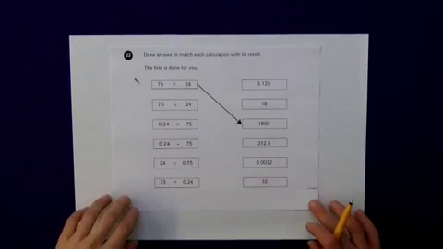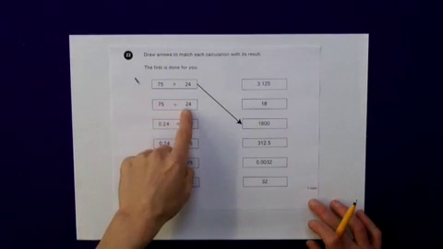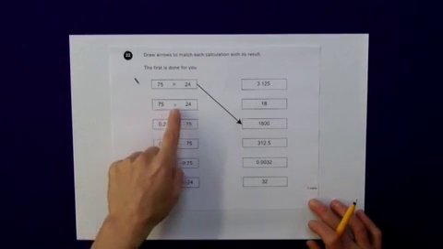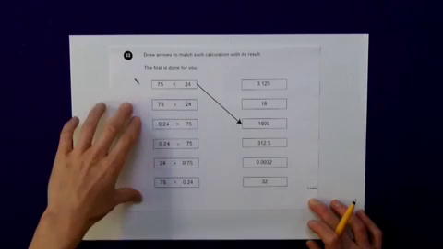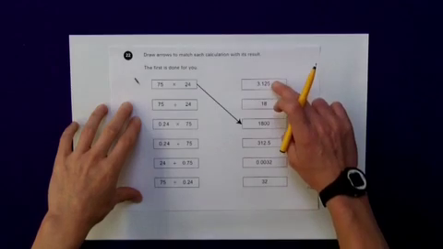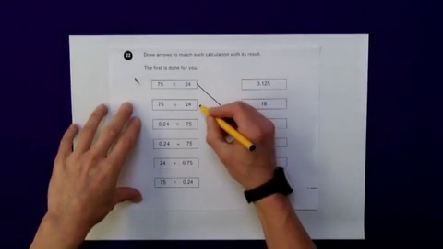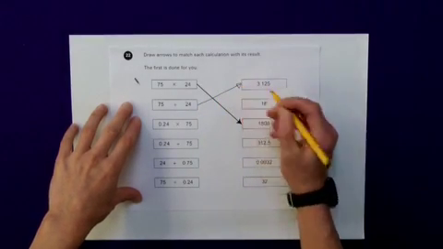Well, the obvious one for me would be this. 75 divided by 24. Well, if it was 75 divided by 25, I know that would be 3. So it's going to be 3 and a bit. And out of all of my answers, this is the only one that will give me that. So that one will go there.